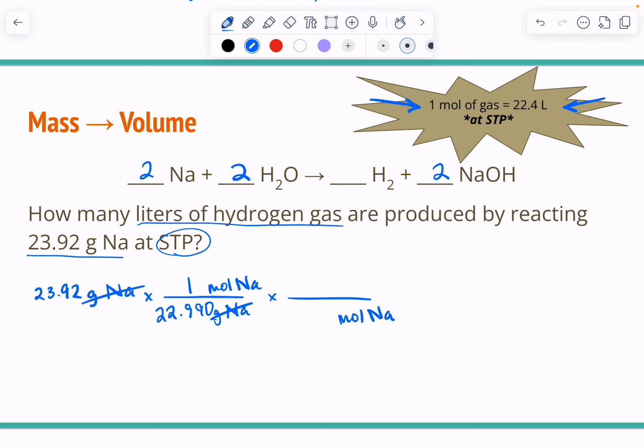This will cross out, and from here we can use our mole ratio to go from moles of sodium into moles of hydrogen gas. This is a 1:2 ratio per our balanced chemical equation. And if we stopped here, we'd be in moles of hydrogen gas.